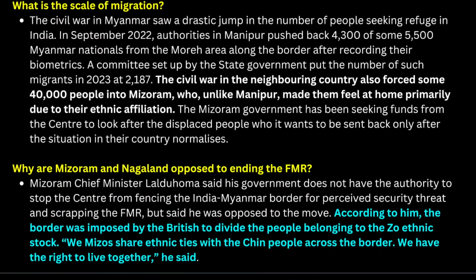All right, so this is the scale of violence or migration. We can see the civil war in the neighboring country forced some 40,000 people into Mizoram, which, unlike Manipur, made them feel at home primarily due to their ethnic affiliation. So they have come to Mizoram, but in Manipur, they have some ethnic conflicts with the native population of Meiteis.